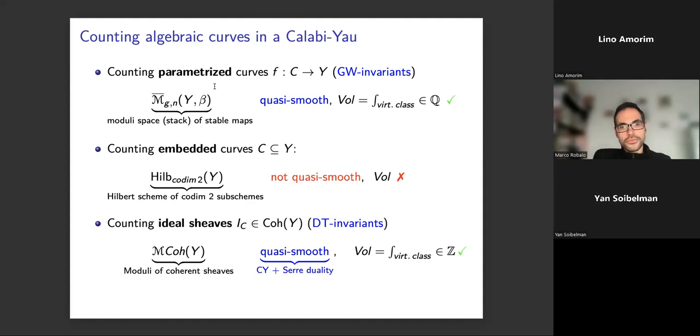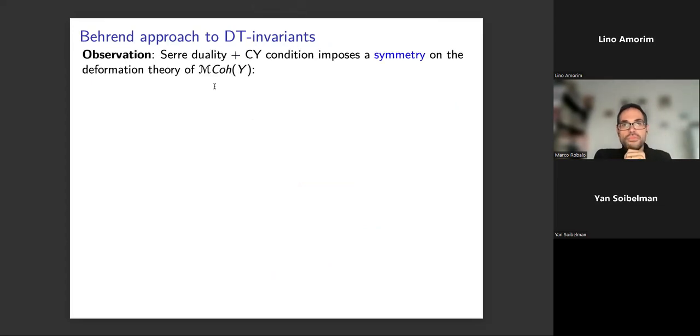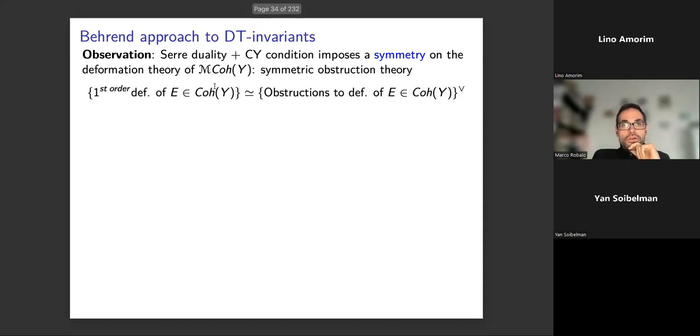We want to compute volumes of such moduli spaces of coherent sheaves. Okay, so let me maybe start the talk, and the direction I want to take it. So the first observation, as I said before, is that the combination of Serre duality and the Calabi-Yau condition imposes some rigidification of the deformation theory of coherent sheaves. In particular, it imposes a symmetry. So it imposes the following relation.